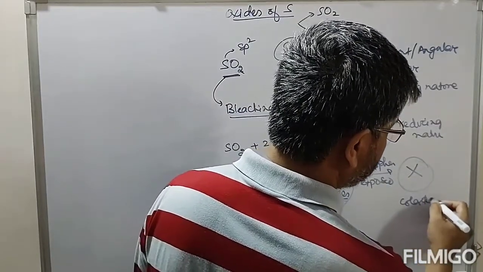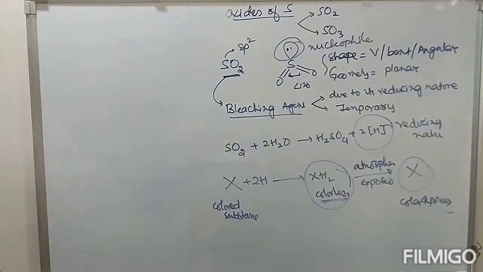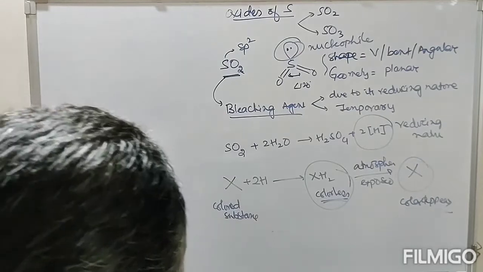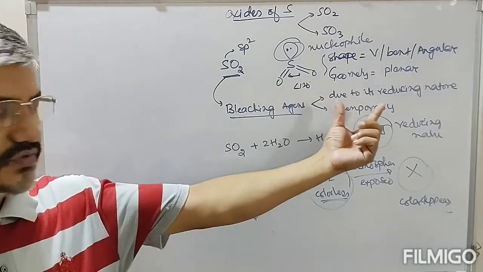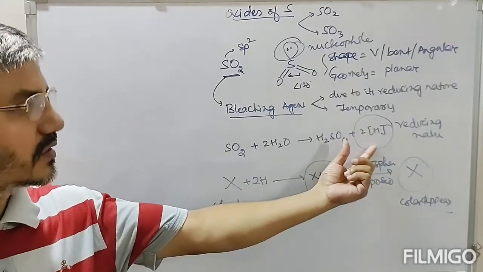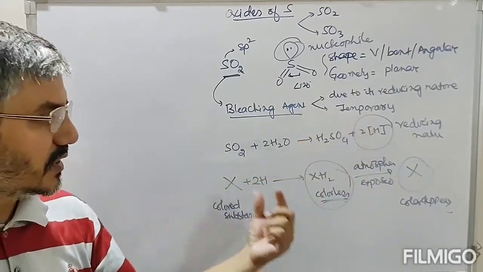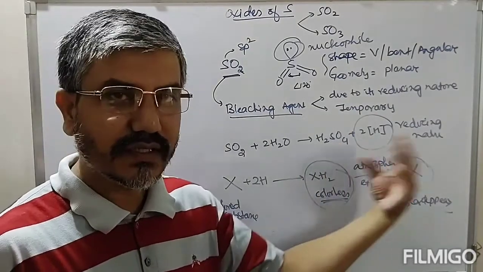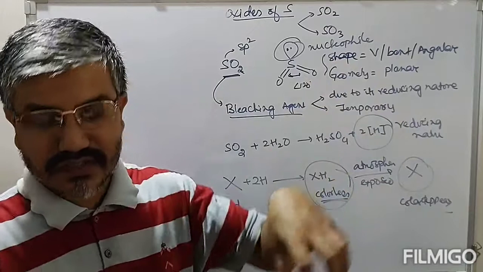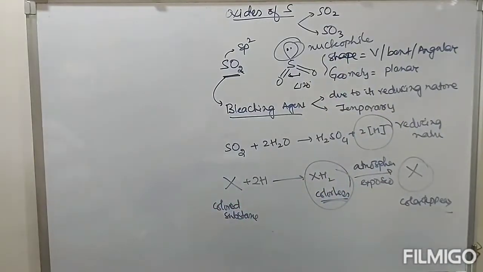So because of this we say this is temporary in nature. So first thing is the bleaching action of sulfur dioxide is due to its reducing nature. This is the reaction, whereas this is temporary because when the colorless species is exposed to atmosphere the color reappears, that is due to reoxidation by atmospheric oxygen.